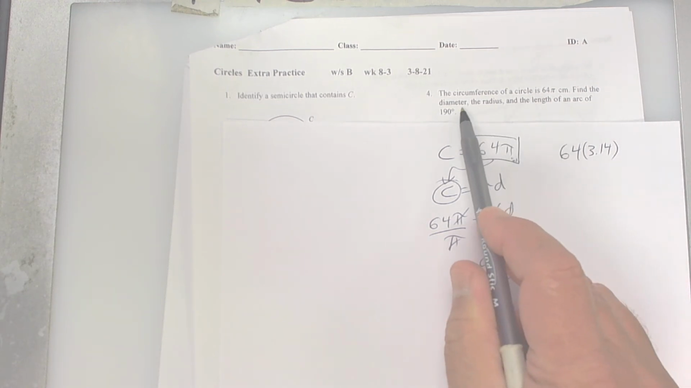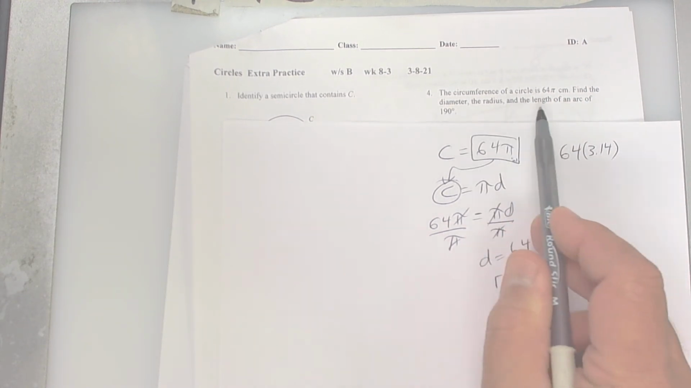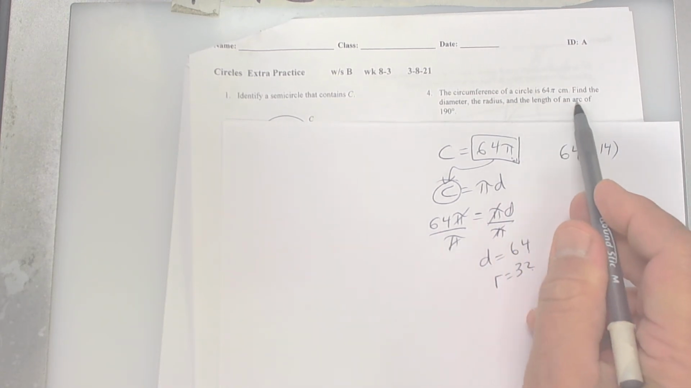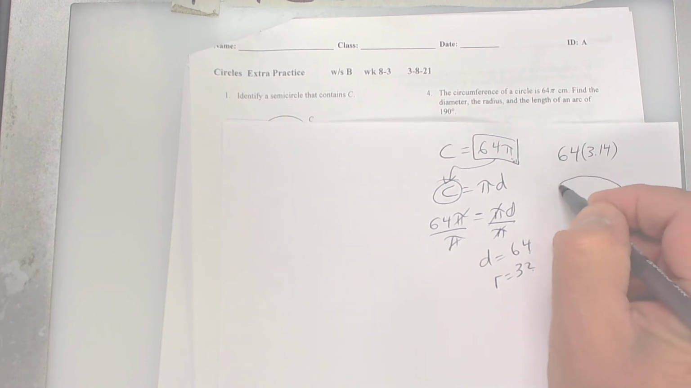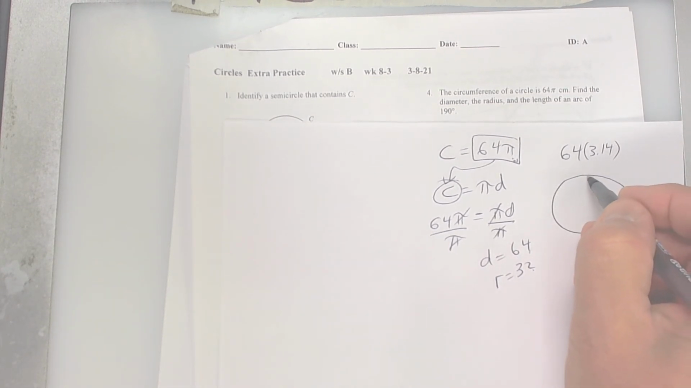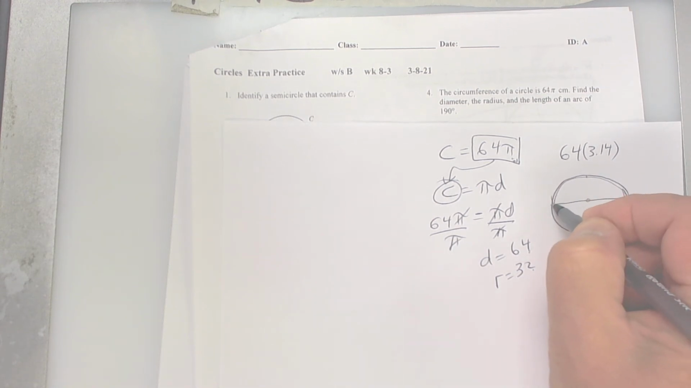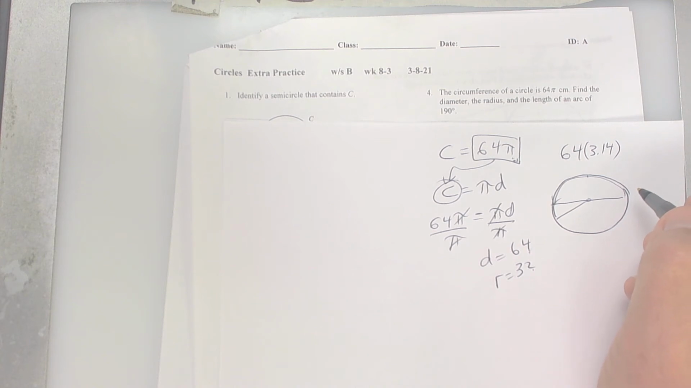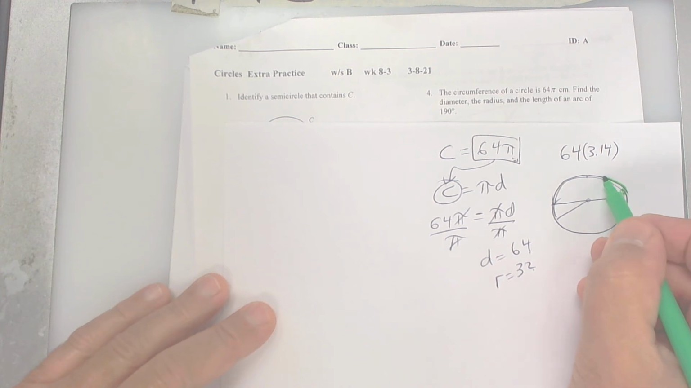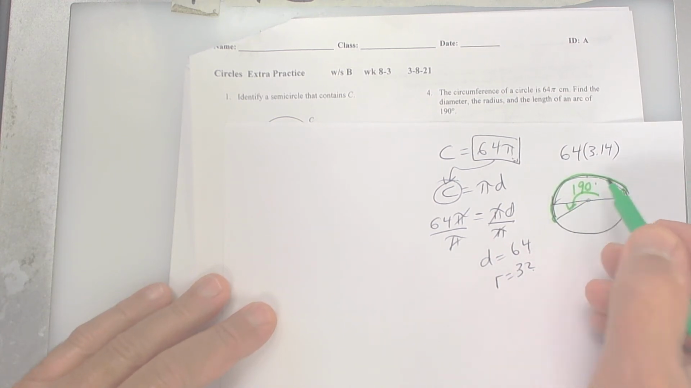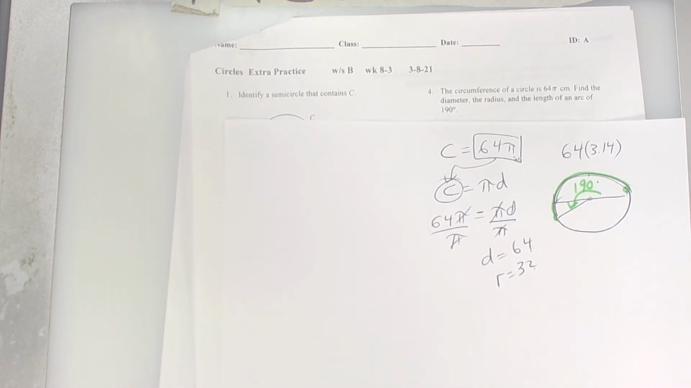And so let's see what it says. It says find the diameter, we did, check. Find the radius, check. And the length of an arc, well, you're going to draw a circle, and the arc is 190 degrees. Well, half a circle is 180, so 190 is about here. So you're going to go ahead and find the length of this arc. So from here to here is 190 degrees. Okay? And we know the diameter here.